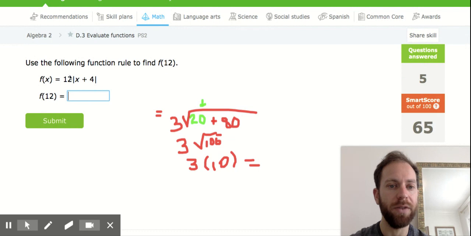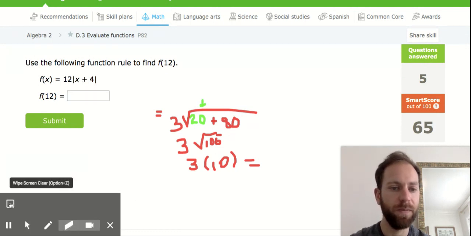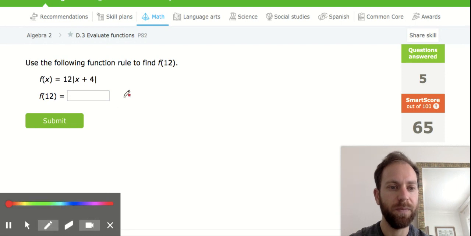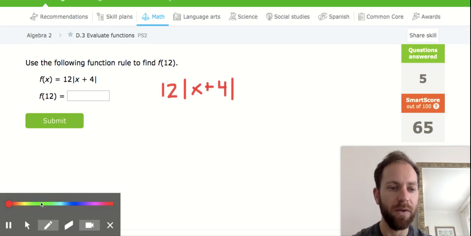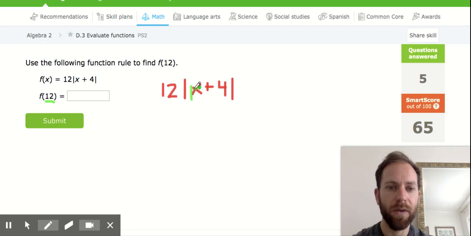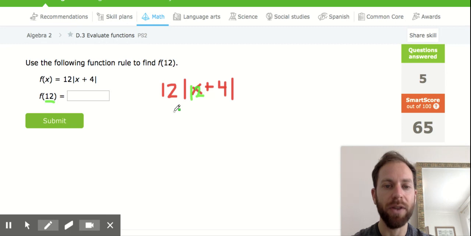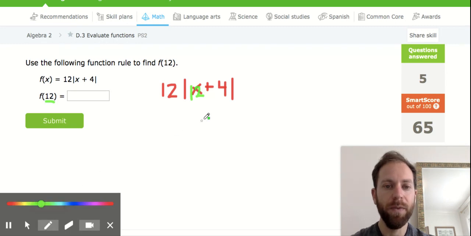All right, this is pretty similar to our last one, about absolute value. So you have 12 times the absolute value of x plus 4. It's a little different because there's something with the variable in the absolute value. So here we're plugging in 12 for x. Now the absolute value acts as a grouping mechanism, just like parentheses or brackets. So we want to evaluate that first.